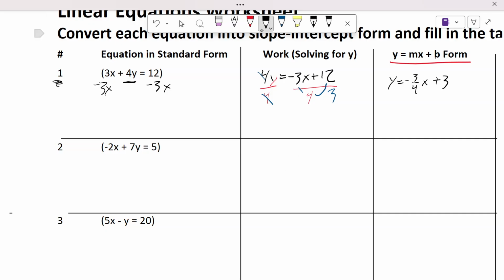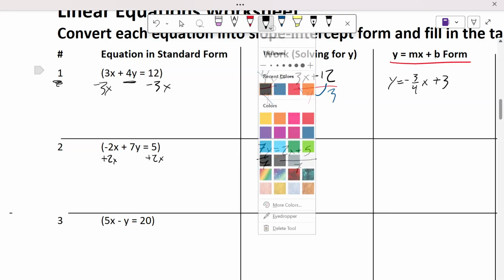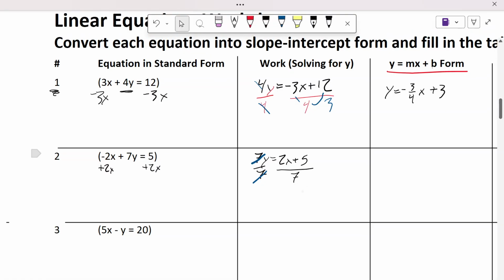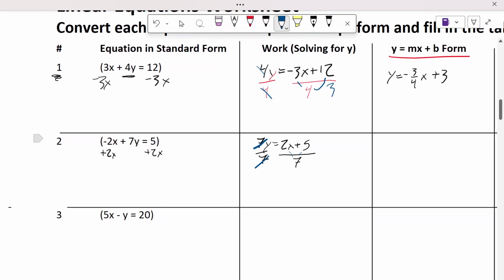So, kind of following on, we have our next equation. What we're going to want to do is isolate that y again. So we're going to add 2x to both sides. And that'll leave us with 7y equals 2x plus 5. We're going to want to isolate that y again, so we'll isolate by dividing both sides by 7. And once again, in this case, the 7's all cancel out.